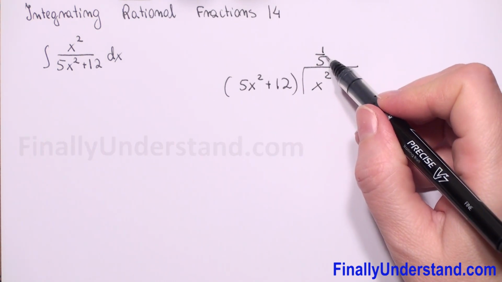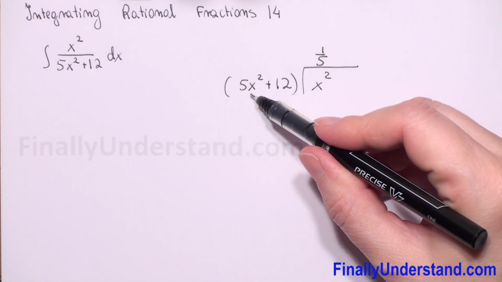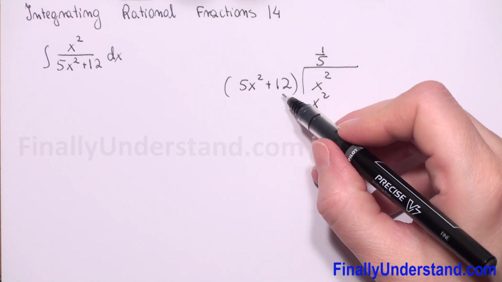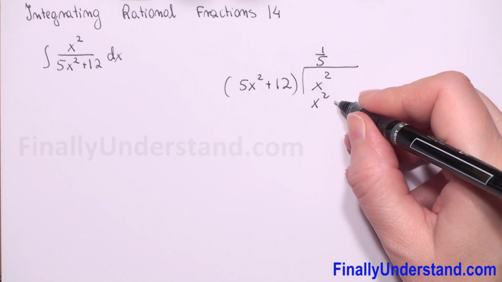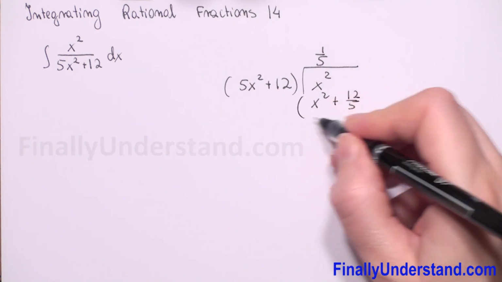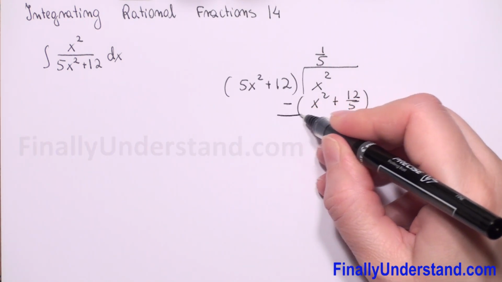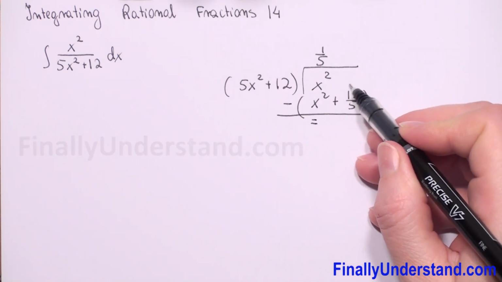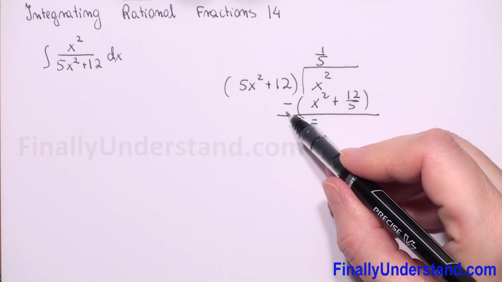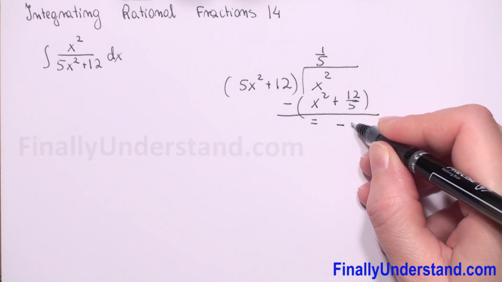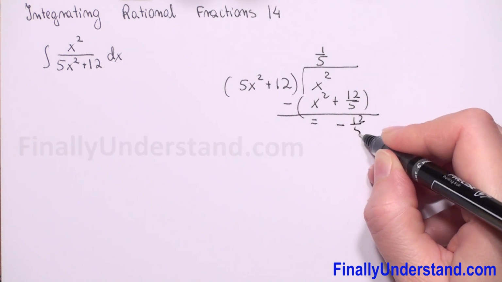Now we have to multiply 1 over 5 times 5x squared, which is x squared. 1 over 5 times 12 is plus 12 over 5. Now we have to do subtraction. x squared minus x squared is 0. We don't have anything else here, so it's 0 minus 12 over 5, which is negative 12 over 5.